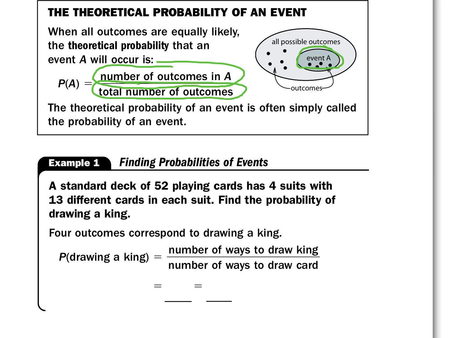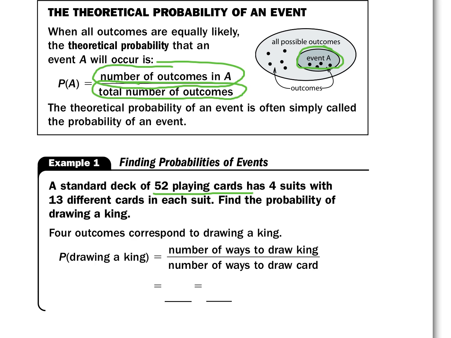So example 1, finding probabilities of events. A standard deck of playing cards has 52 playing cards with 4 suits of 13 different cards of each suit. So ace through king of spades, hearts, diamonds, and clubs. Okay, so those are the 4 suits. So it says find the probability of drawing a king.